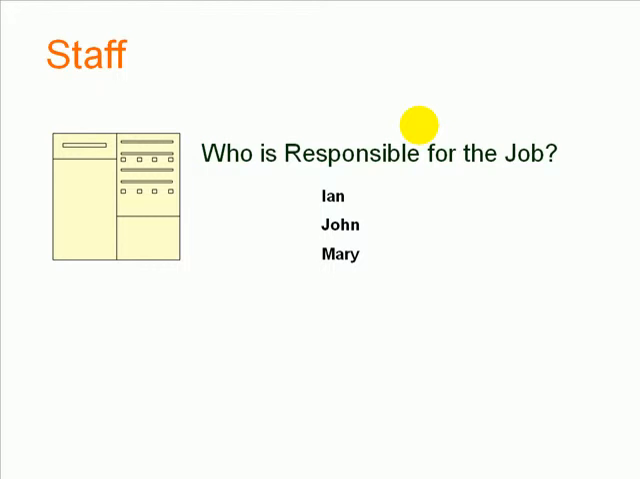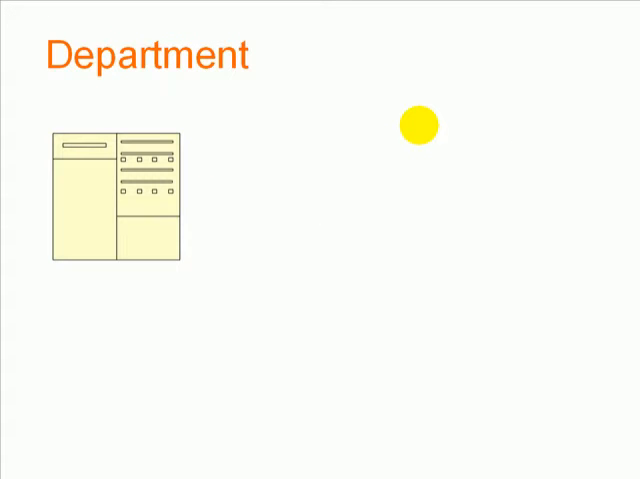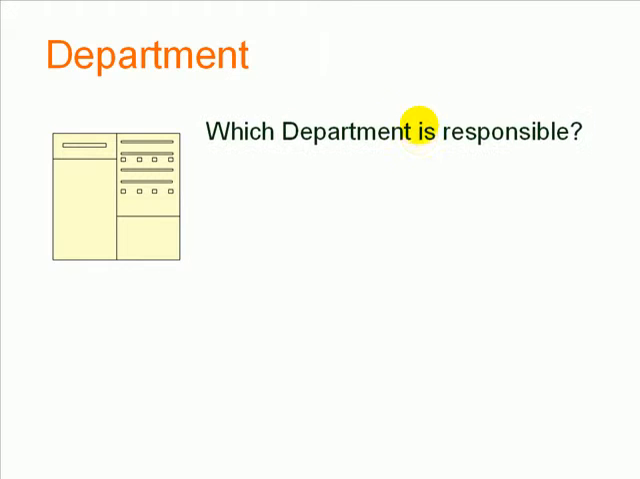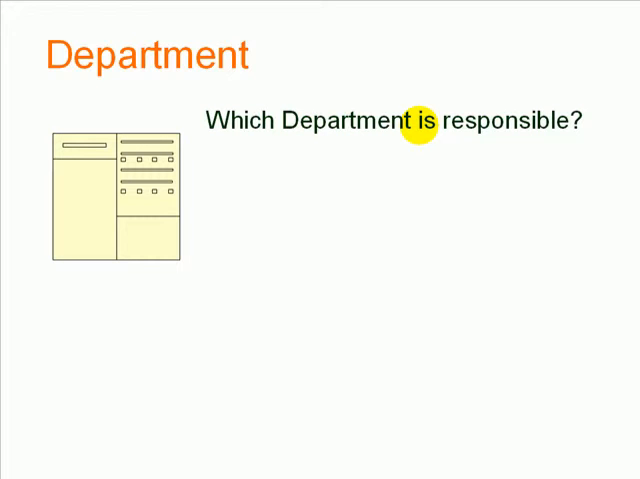The next part of job management is understanding staff and who is responsible for the job currently. This helps us identify how much workload an individual person has got. The third element of job management is understanding which department. Now, your business may not have departments, but for those who do, the question raised is which department is responsible for which job.